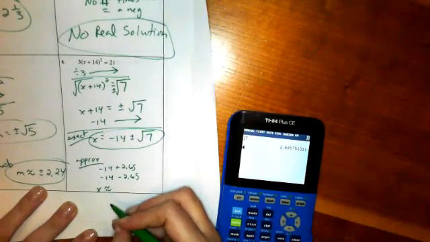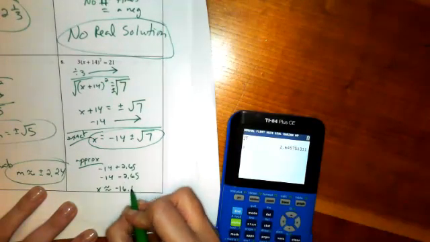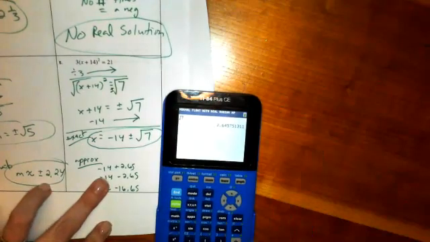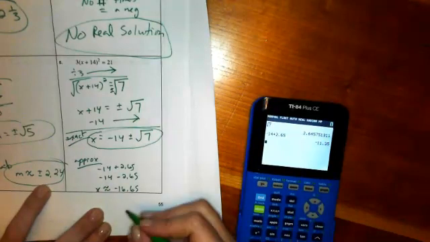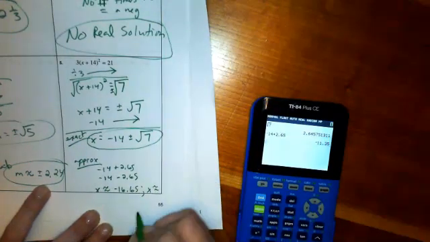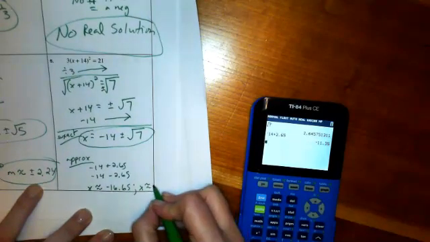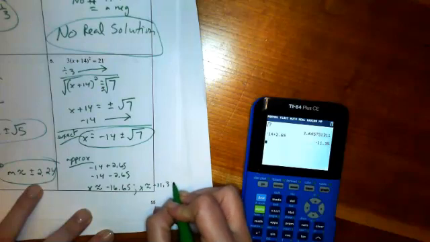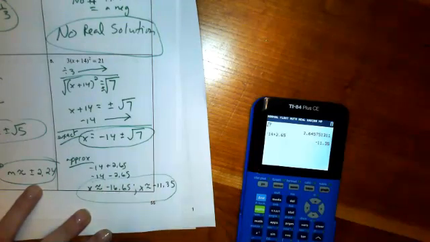is going to be negative 16.65. Okay, and then I'm going to put this one on my calculator. Negative 14 plus 2.65 is going to give me negative 11.35. Or x equals approximately, did I do that right? Yeah, negative 11.35. So there are our approximates, and there's our exact.